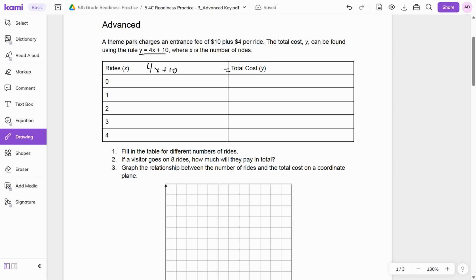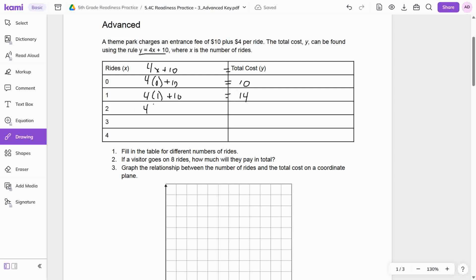4x plus 10. So my x is 0, 1, 2, 3, 4. So what happens if I don't ride any rides? That's what x is 0 is. Well, I'm going to put that in here. 4 times 0 is just 0. So that's just going to equal $10 because that's the fee for just walking in, $10. Now, if I want to ride one ride, that's 4 times 1 plus 10. That's 4 plus 10. So that equals 14.